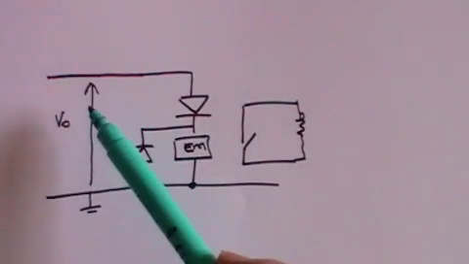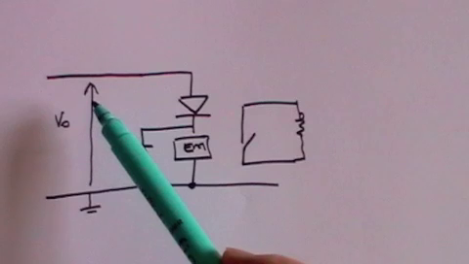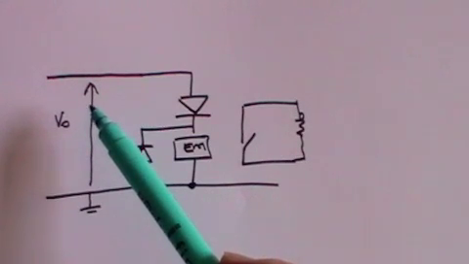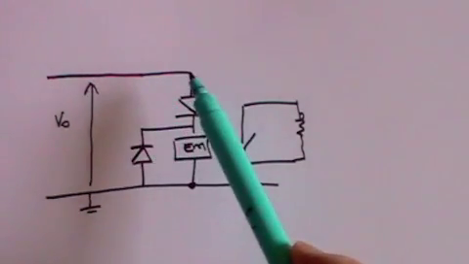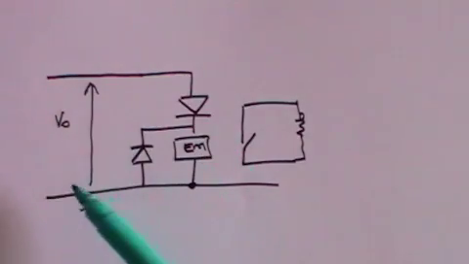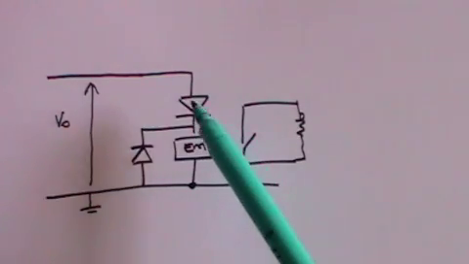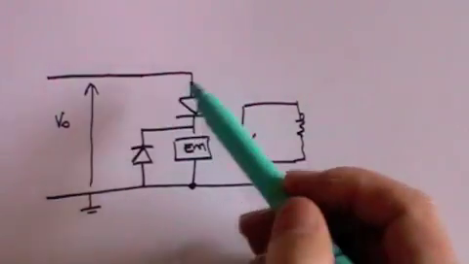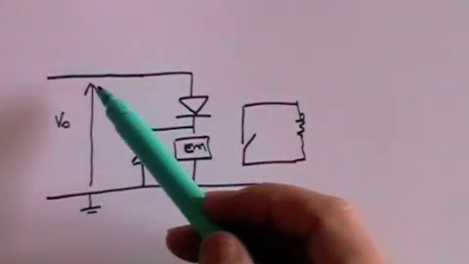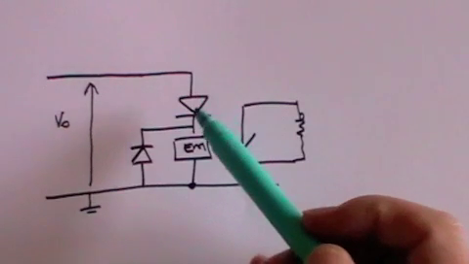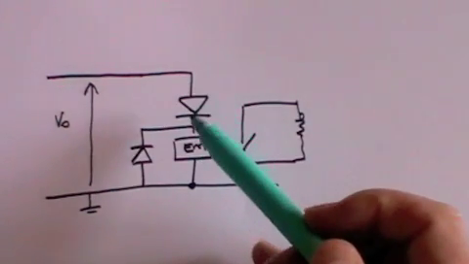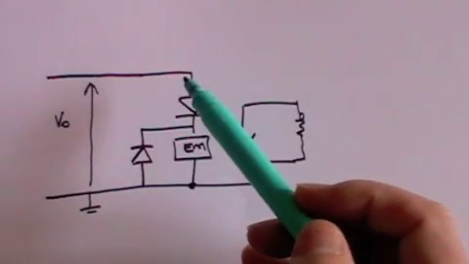Now you can see that if V0 is negative, then no current will flow in this direction. No current will flow in this direction either, because the diode only allows current to flow downwards. So if V0 is negative, the current would like to flow upwards, but it can't because of that diode. Consequently, no current flows at all.